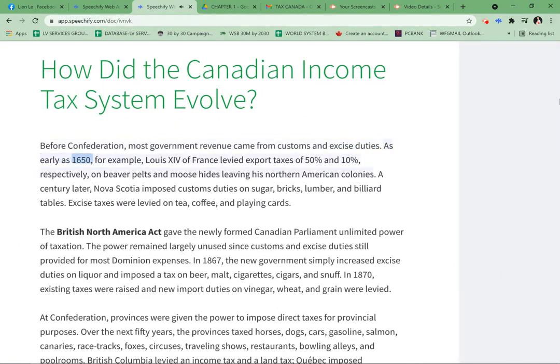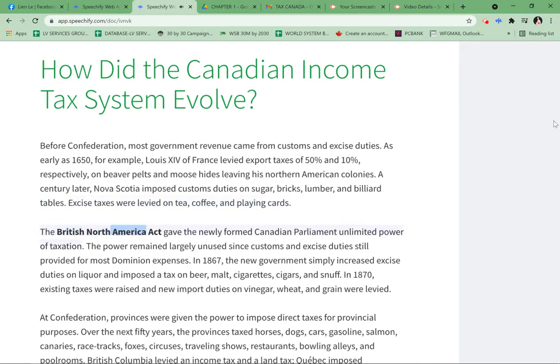As early as 1650, for example, Louis XIV of France levied export taxes of 50% and 10%, respectively, on beaver pelts and moose hides leaving his North American colonies. A century later, Nova Scotia imposed customs duties on sugar, bricks, lumber, and billiard tables. Excise taxes were levied on tea, coffee, and playing cards.